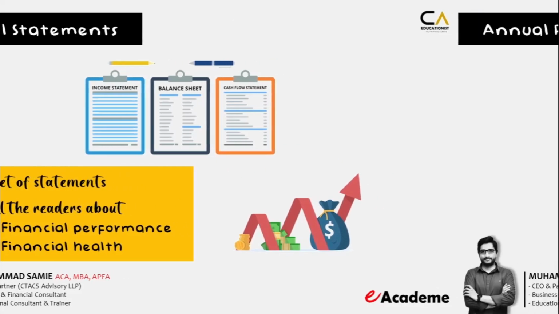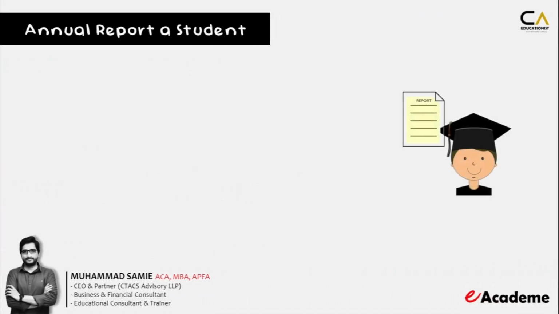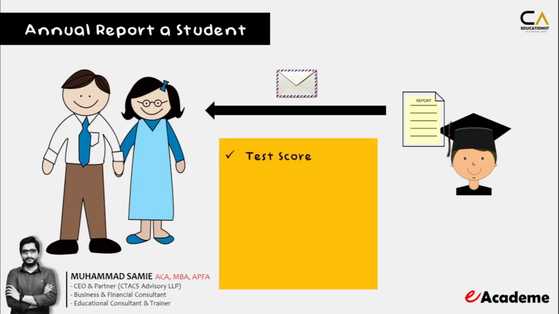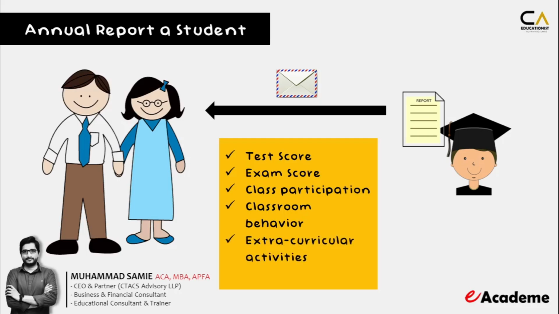Consider the example of annual report of a student which is shared by the school management with his parents at the end of a year. The report enables the parents to know how well he scored in class tests, how much percentage marks he secured in examination, how participative he was during class sessions, how is he rated in terms of classroom behavior, how much interest he showed in extracurricular activities, and where he is standing right now.